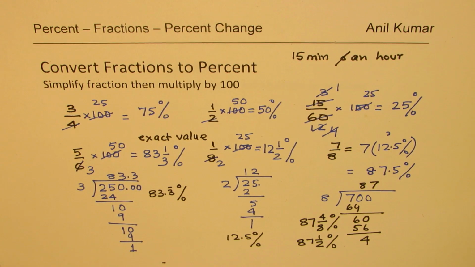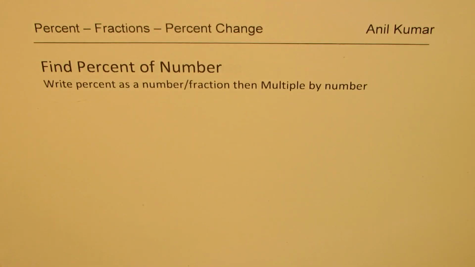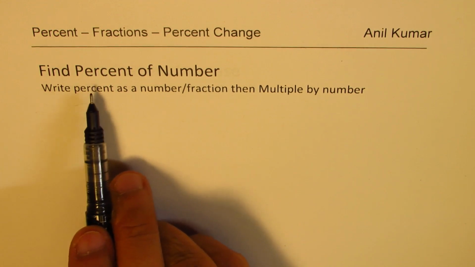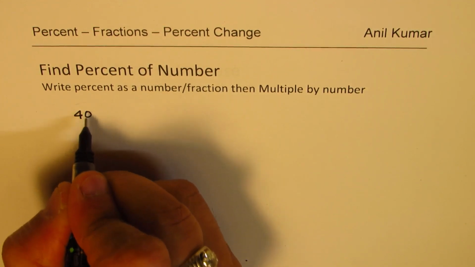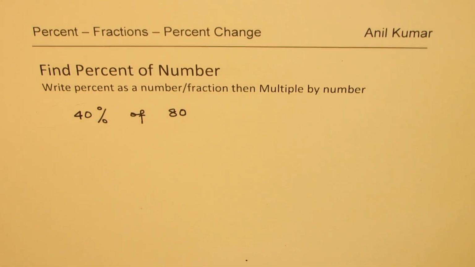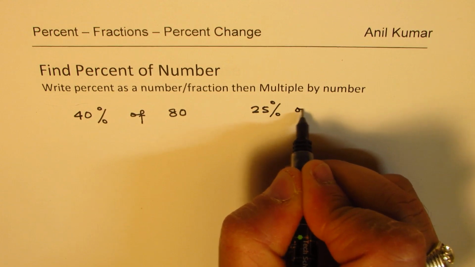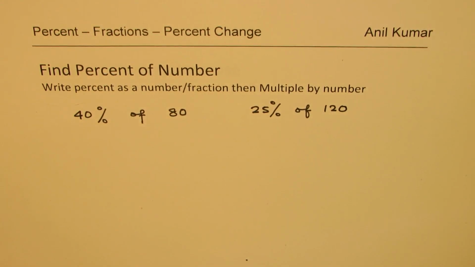Okay, now let's move on and take the next concept, which is basically how to find percent of a number. Let's take a few examples and see how to find percent of a number, right? So let's say we need to find what is 40% of 80, right? Let's try to figure out, right? 40% of 80. Okay, let's take a simpler example. 25% of, let's say, a number 120. How do we solve such questions?